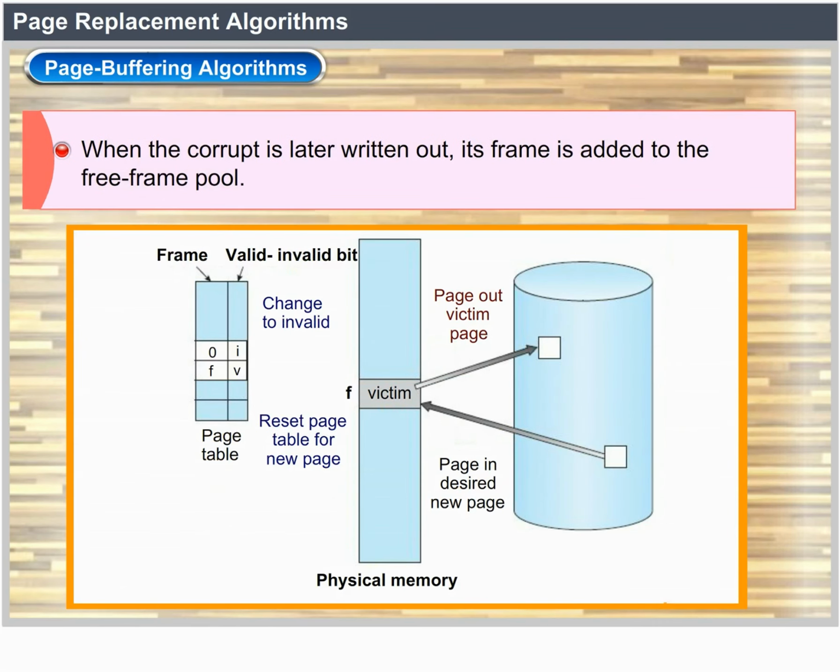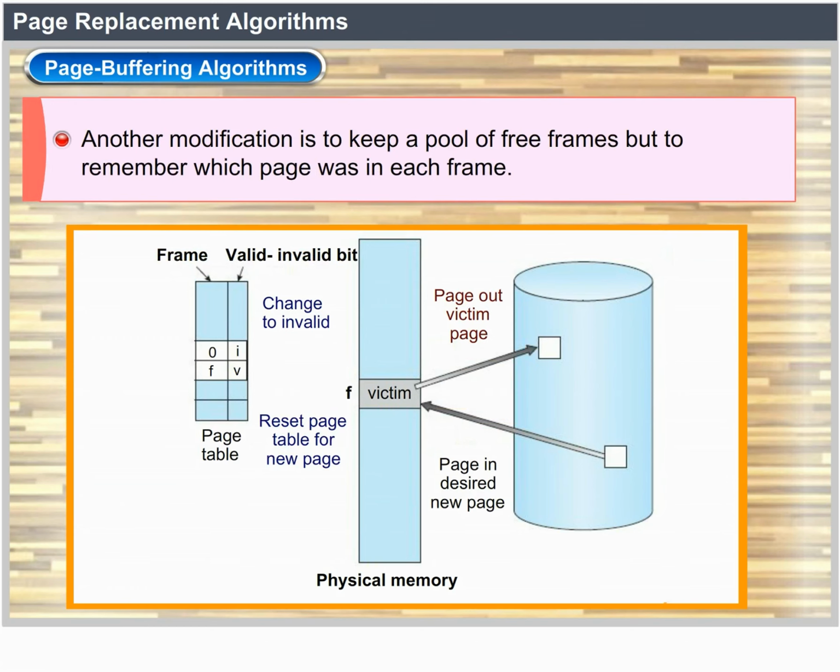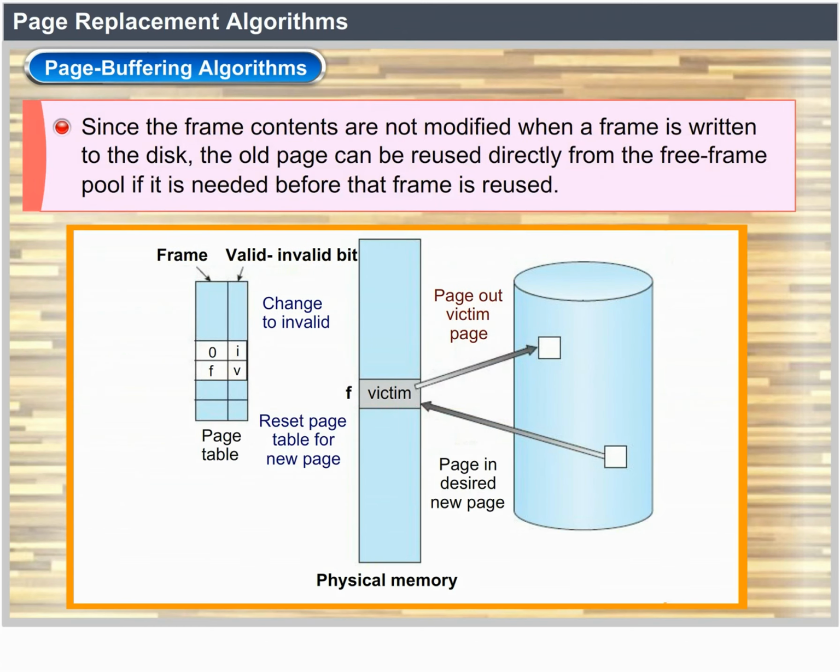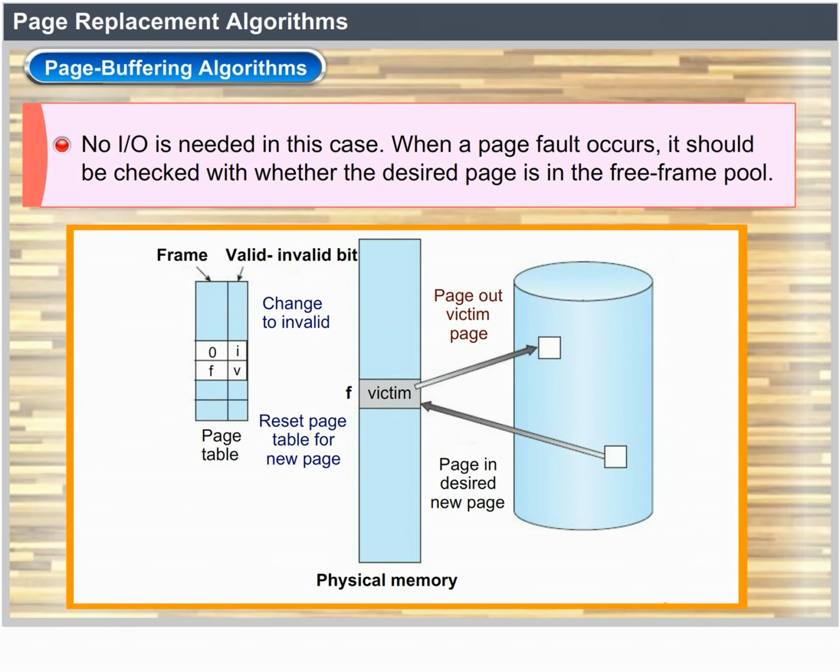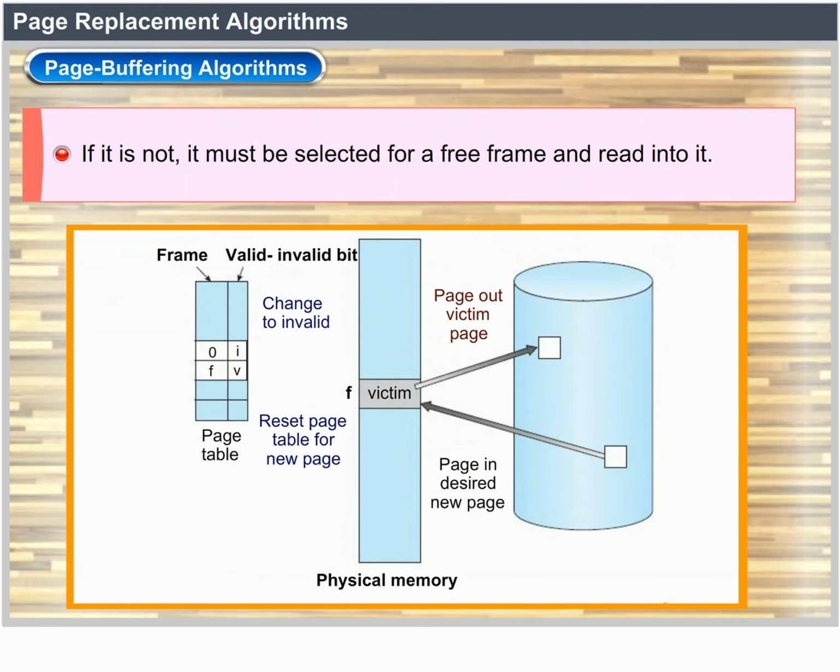Another modification is to keep a pool of free frames but to remember which page was in each frame. Since the frame contents are not modified when a frame is written to the disk, the old page can be reused directly from the free frame pool if it is needed before that frame is reused. No input-output is needed in this case. When a page fault occurs, we first check whether the desired page is in the free frame pool. If it is not, we must select a free frame and read into it.